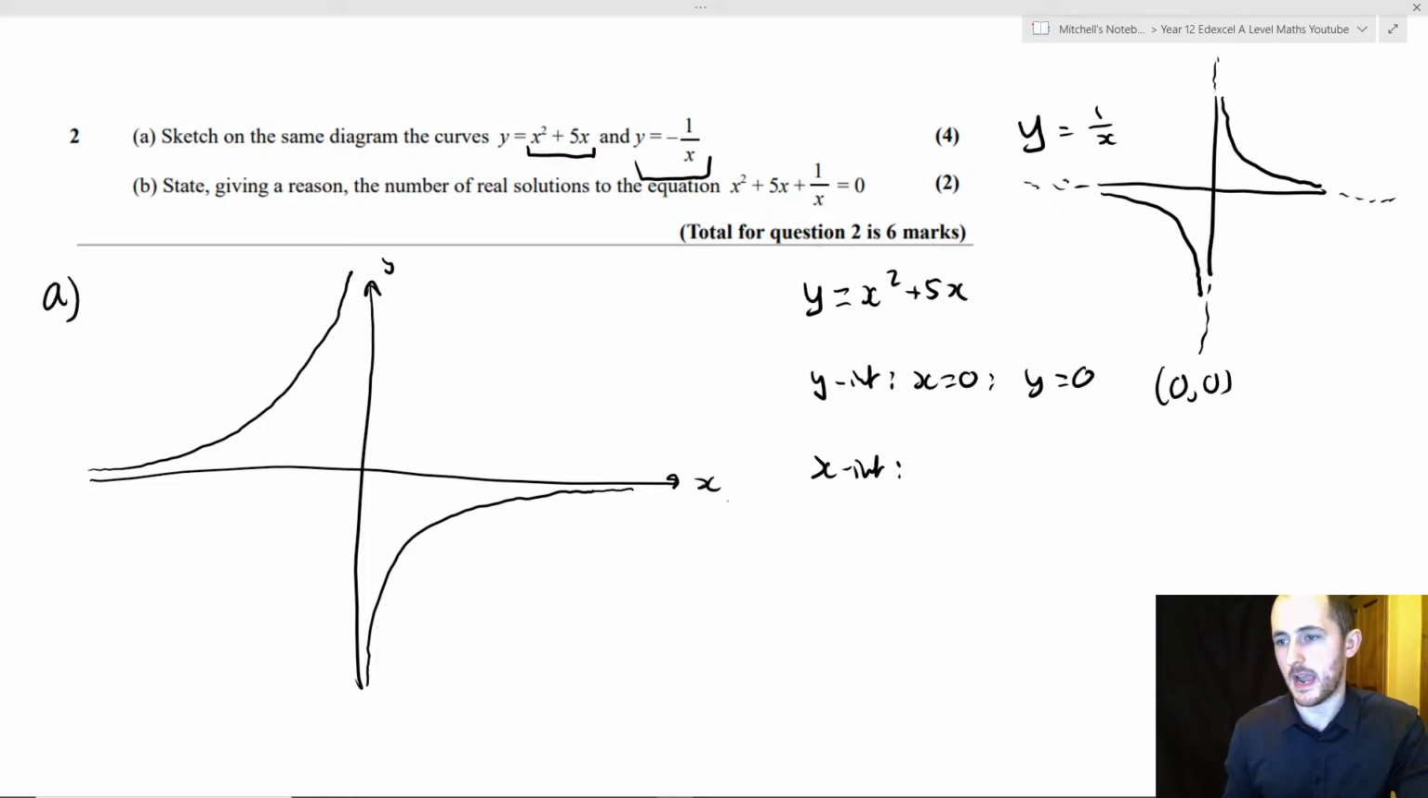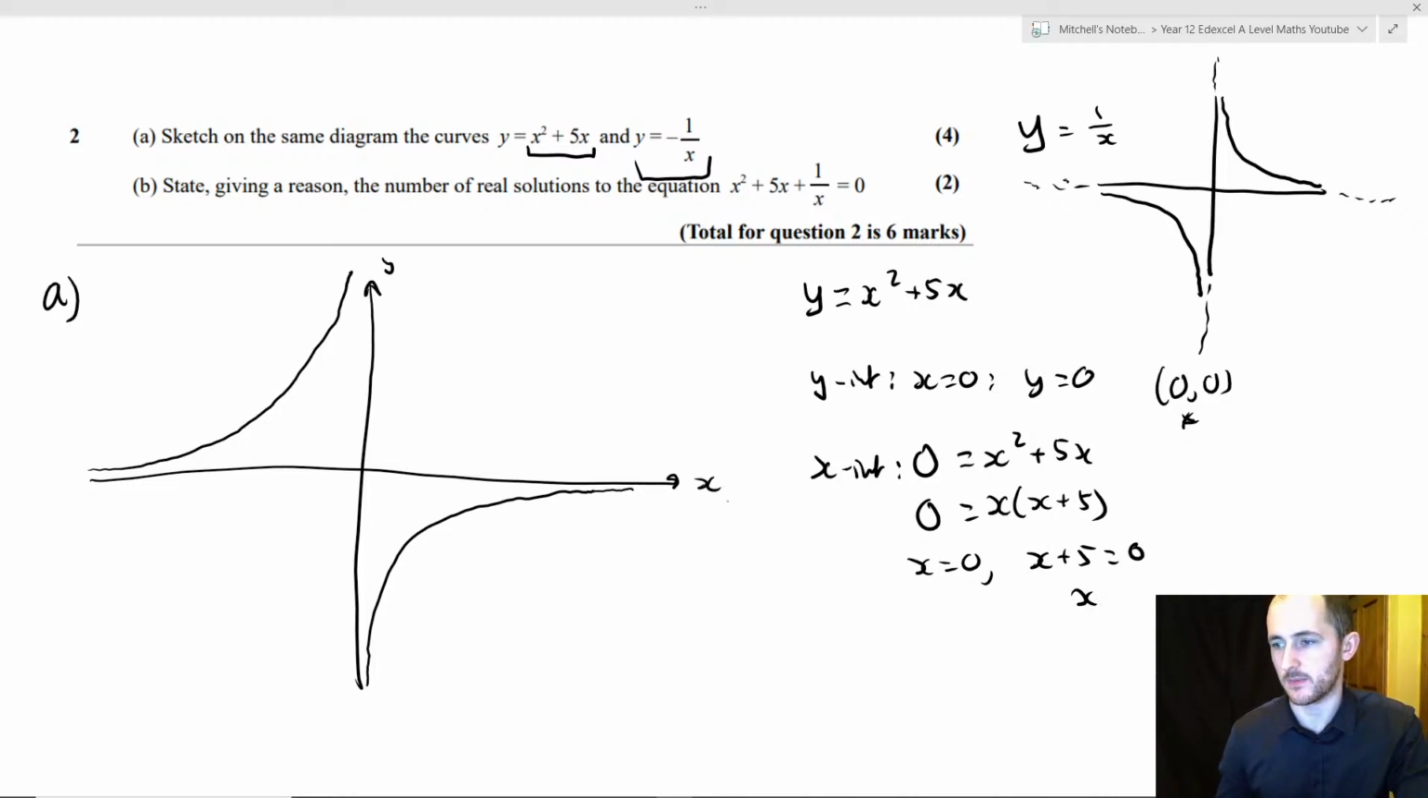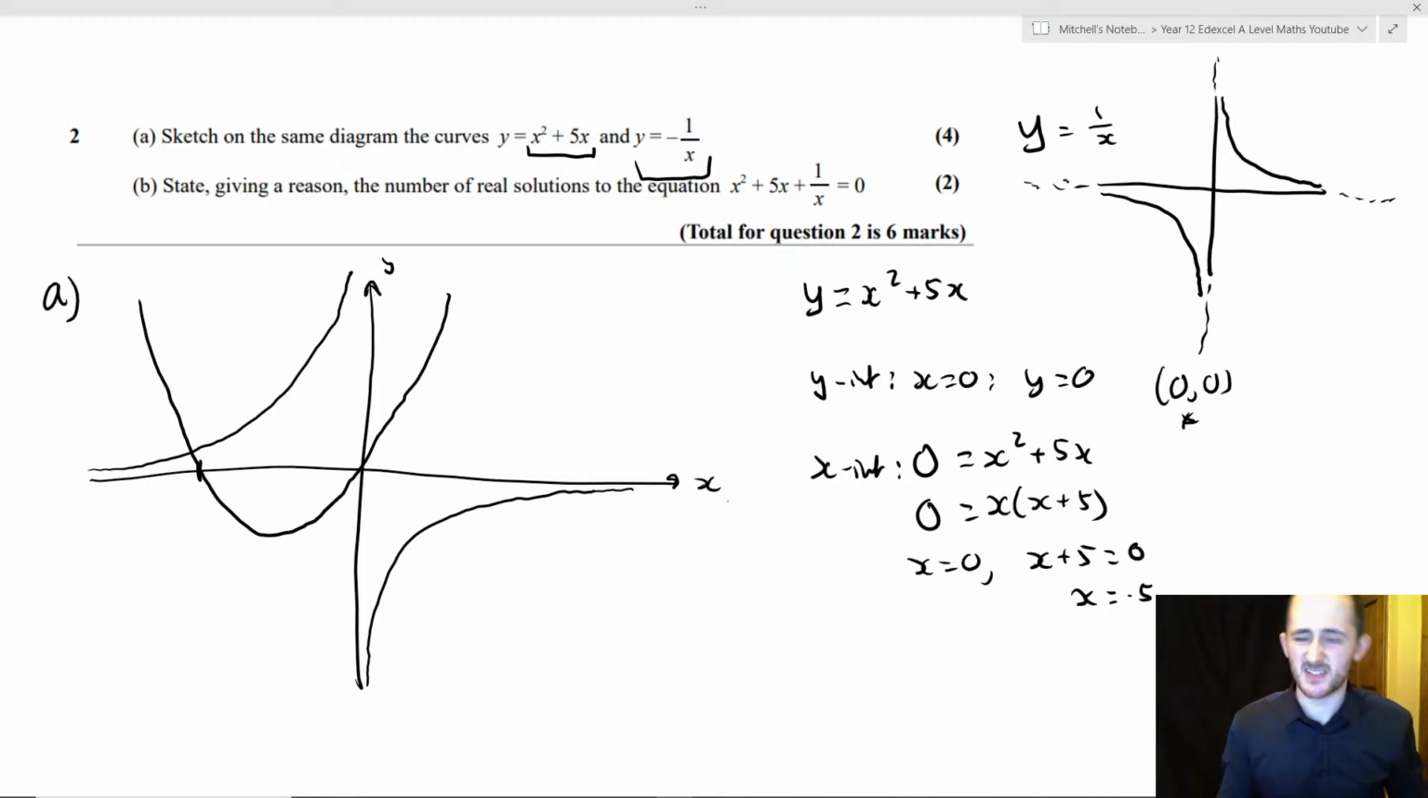X-intercept, I have y equals 0. And to solve that, we need to factorize. So the biggest thing I have to take out is x. So either we have x equals 0, which we do because that's this point over here, or we have x plus 5 equals 0, so x equals minus 5. So we can make minus 5, let's say, over here. Actually, let's move it over a little bit, because what we're going to have is a big U shape. And it's a U shape because it's a positive quadratic. Yeah, that's not bad. Not bad.